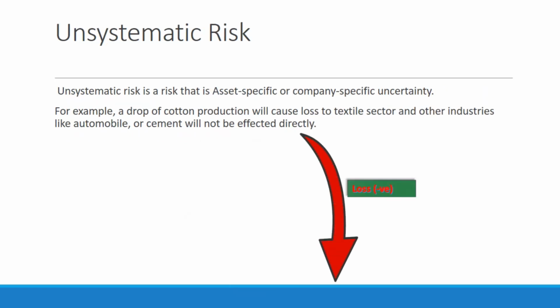The second risk is unsystematic risk, which is the opposite of systematic risk. Unsystematic risk is a risk that is asset-specific or company-specific uncertainty. For example, a drop in cotton production will cause loss to the textile sector only, and other industries, like automobile or cement, will not suffer directly.